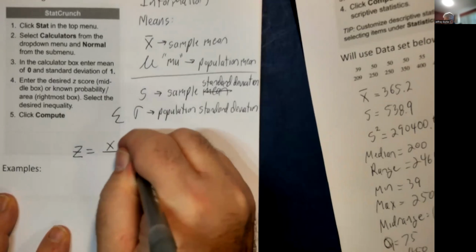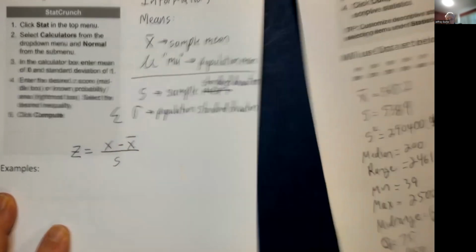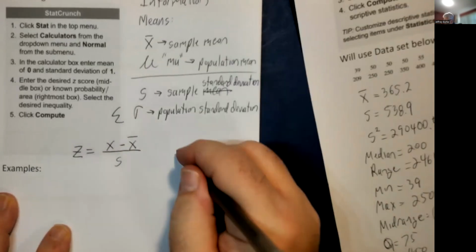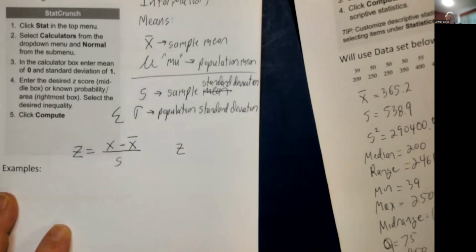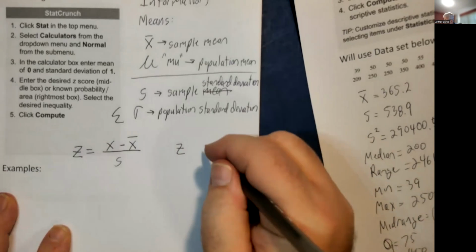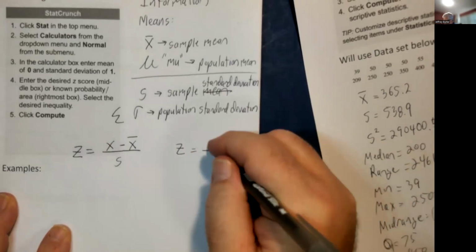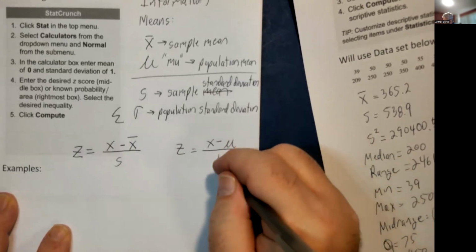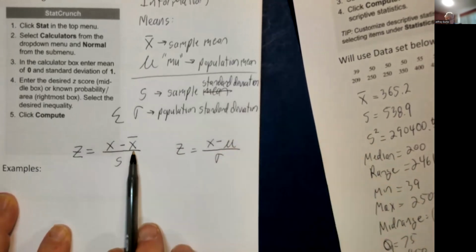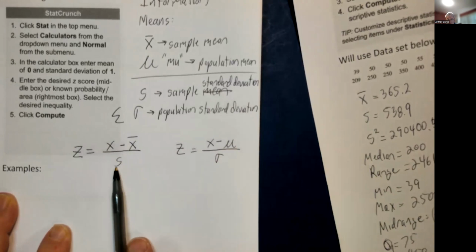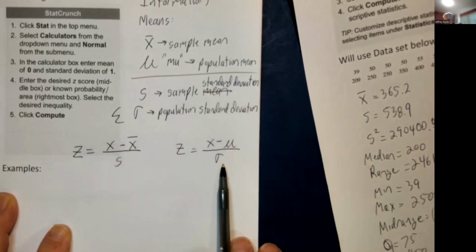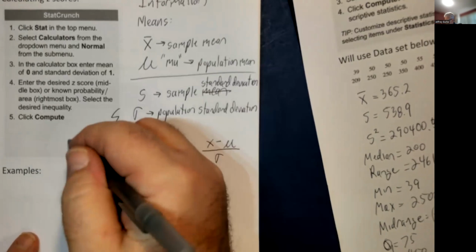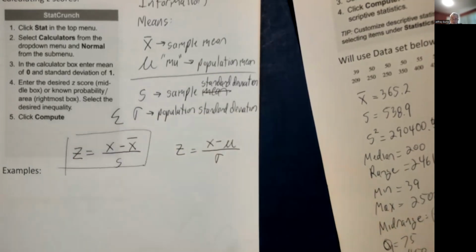This is going to be minus the sample mean divided by the sample standard deviation. Later, when we begin to work with data for which we know population means and population standard deviations, or maybe they're just provided in the question, then it's going to be x minus mu divided by sigma. Remember, this is sample mean, sample standard deviation. This is population mean, population standard deviation. For the purposes of what we'll do most of the time, that is the formula we're going to use.